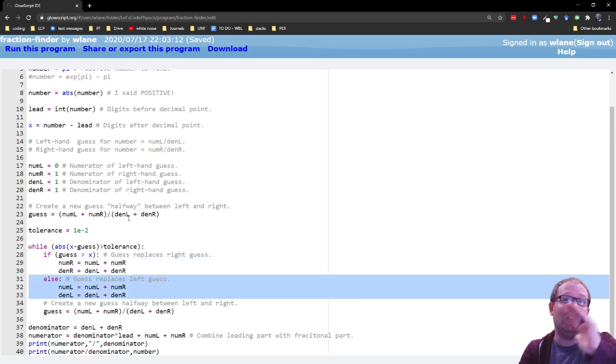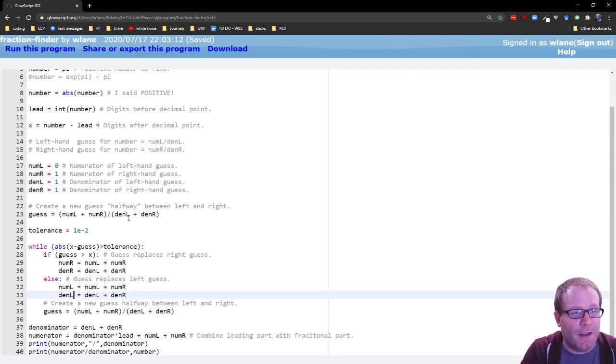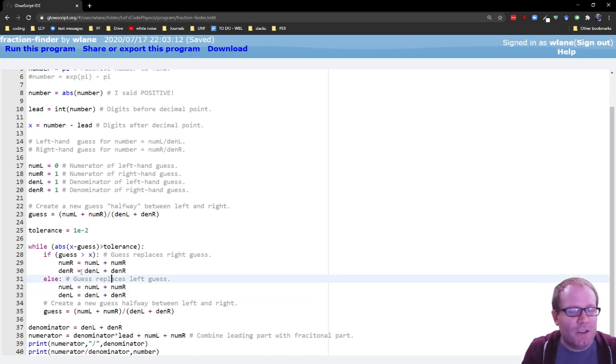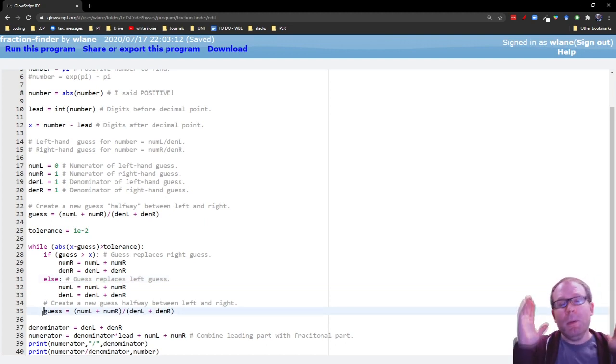Otherwise, we must be to the left of the number, in which case we're going to update numerator on the left and denominator on the left. You notice that the right-hand side of this equation is the same in each case. It's just a question of whether you're updating your number on the right or updating your number on the left. Then we make a new guess, right? We just repeat this guess value and we keep going until we've achieved the tolerance difference.